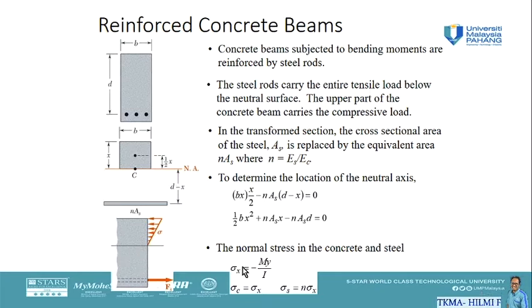So the normal stress will use the same equation, sigma x equal to negative My over I, and the stress for the concrete will be equal to sigma x, but the stress for the original steel rod in the original cross-section beam, sigma s, will be equal to n times sigma x.